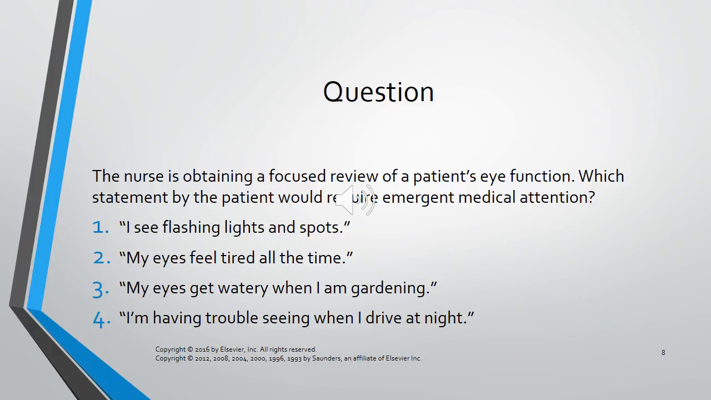So let's break these down one at a time. The first one could possibly be an indication of a detached retina, which is indeed an emergency medical condition. Eyes feeling tired could just be simple eye strain, eye fatigue, so maybe you would make the patient a referral to an optometrist for an eye exam. Watery eyes when gardening would be more of an indication of allergies, and trouble seeing at night could be an indication of problems with night vision. And so that would be another indication for a visit to an optometrist.